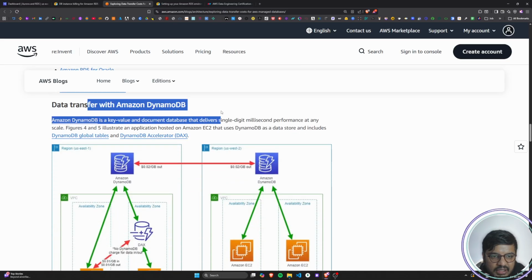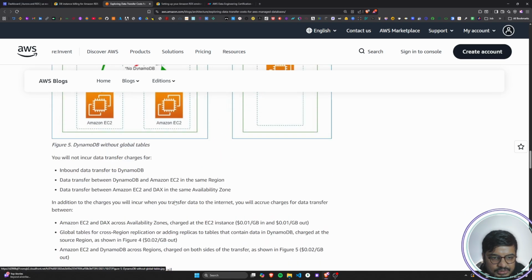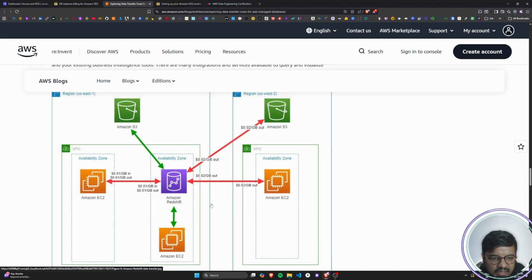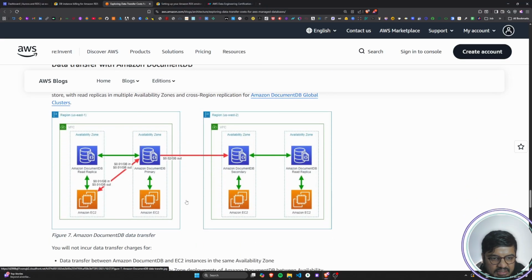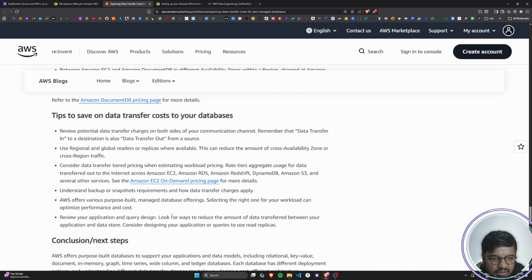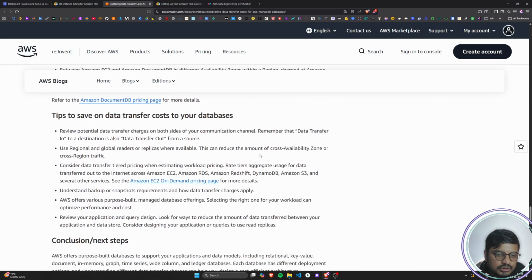Then data transfer with Amazon DynamoDB. You can see all the diagrams here, for Redshift, for different services, for DocumentDB. Then we have tips to save data transfer cost. So let's read about this particular thing.